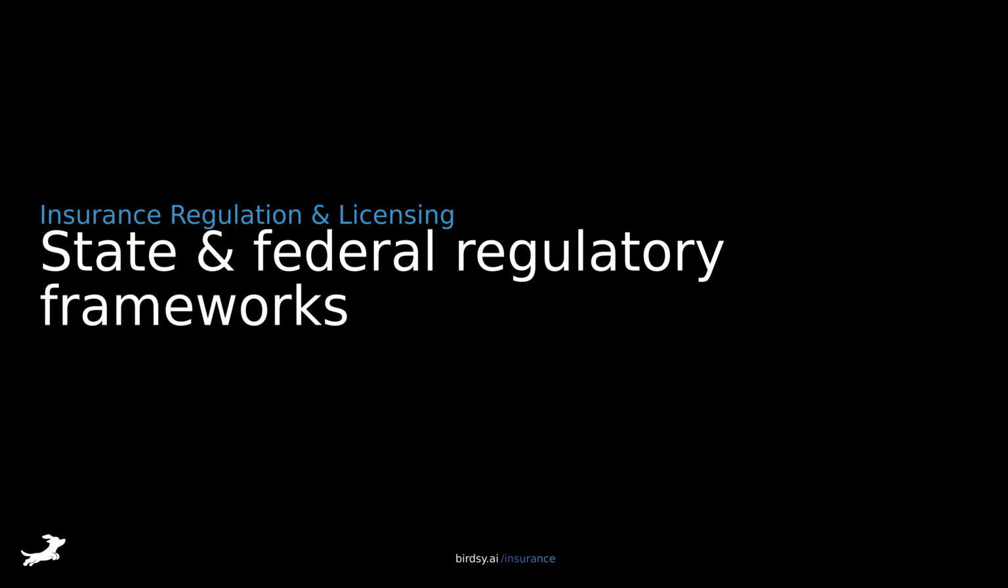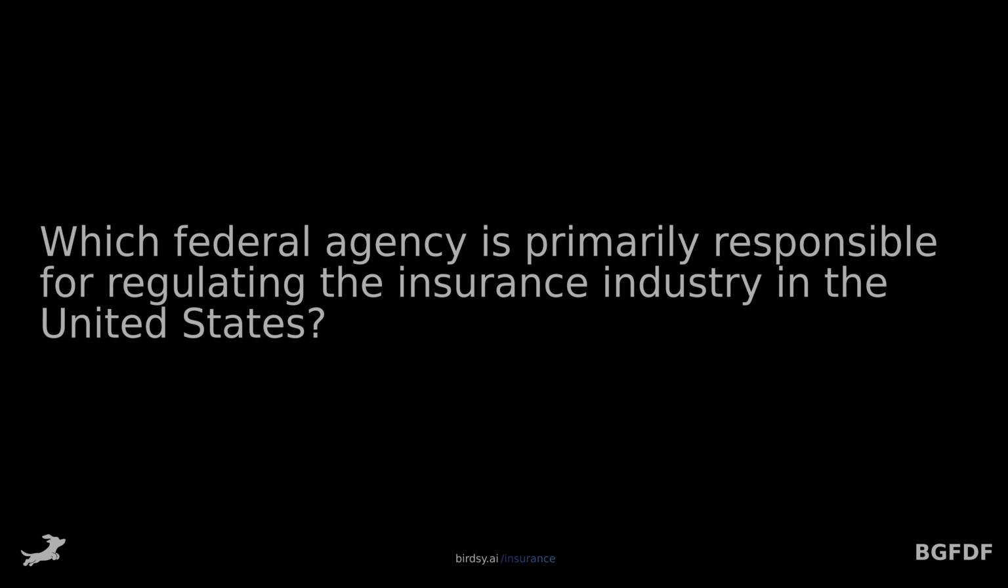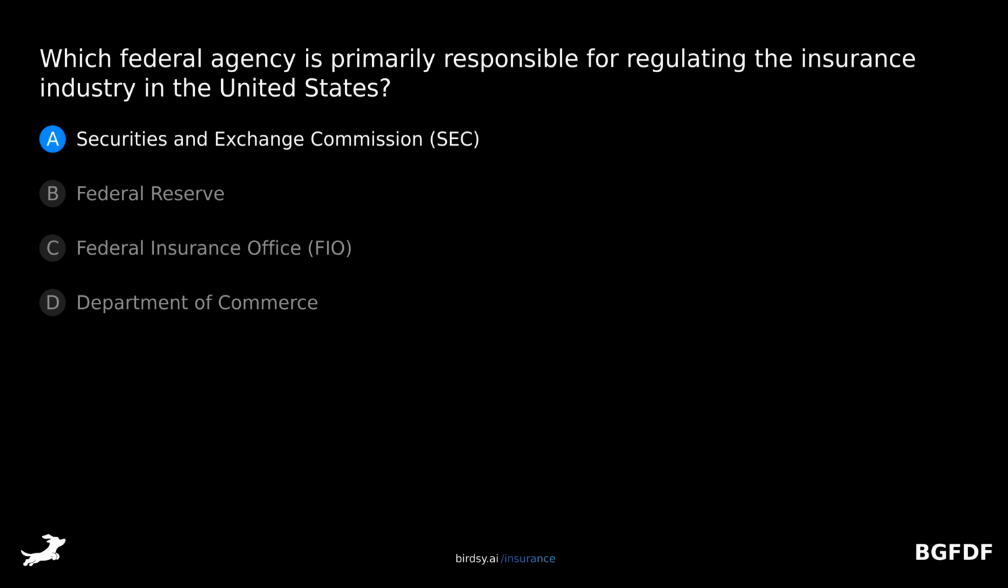State and federal regulatory frameworks. Which federal agency is primarily responsible for regulating the insurance industry in the United States? Is it A, Securities and Exchange Commission, B, Federal Reserve, C, Federal Insurance Office, or D, Department of Commerce? The answer is C, Federal Insurance Office.